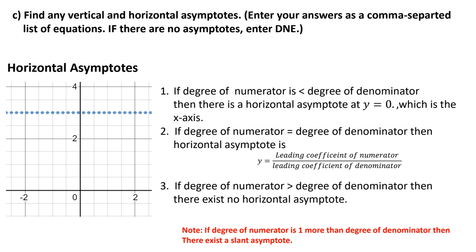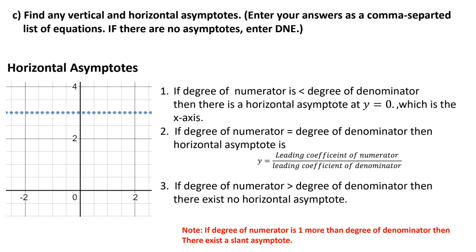If the degree of the numerator is equal to the degree of the denominator, we have a ratio, or a fraction, for our horizontal asymptote. To get that fraction, we grab the leading coefficient of the numerator divided by the leading coefficient of the denominator. And the last case, if the degree of the numerator is bigger than the degree of the denominator, then there's no horizontal asymptote, but what we have is what's called a slant asymptote.